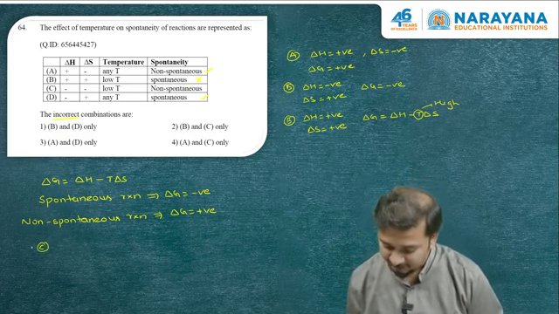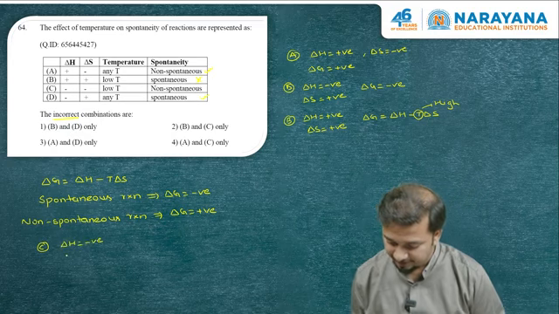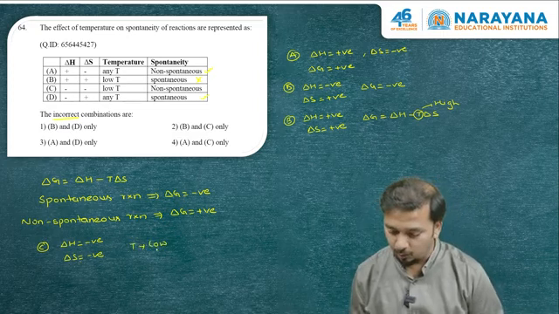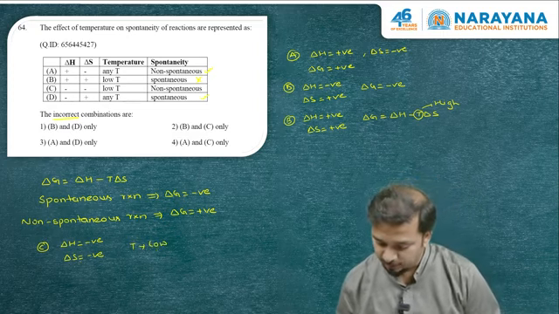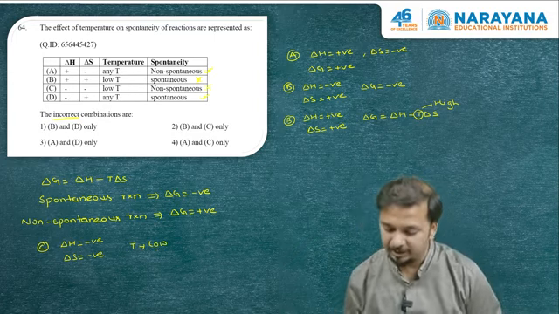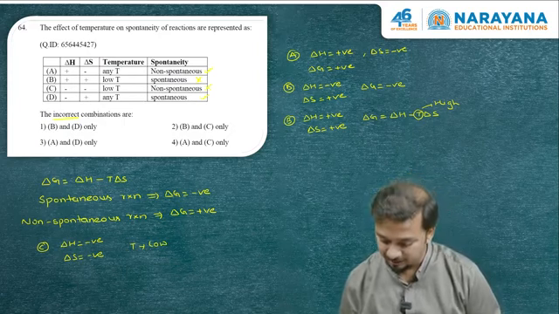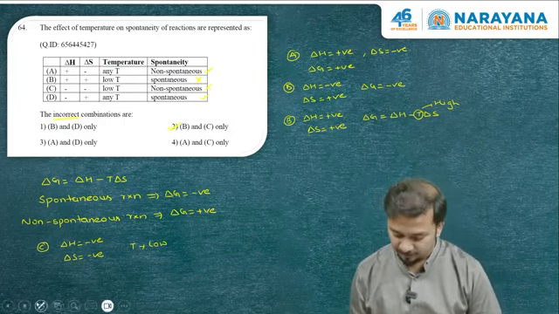And if we see option C, in case of option C, they are saying delta H is negative, delta S is also negative. So, for this reaction to be spontaneous, temperature should be low. If temperature is low, then only it will be spontaneous. But over here they are saying that it is non-spontaneous at low temperature. So, B and C are incorrect in this. So, correct answer will be option 2, that is B and C.